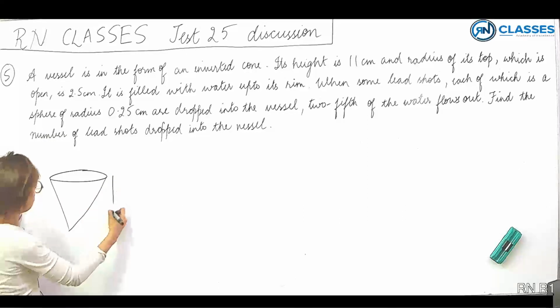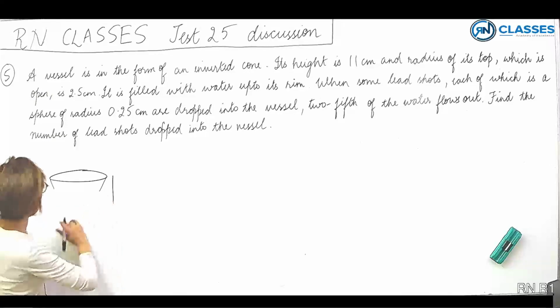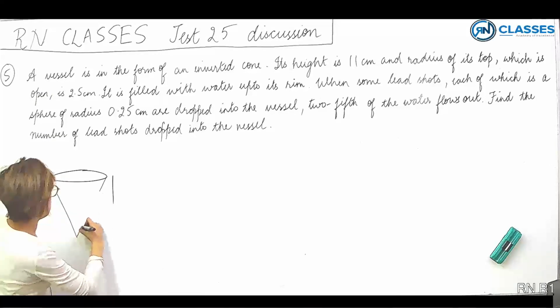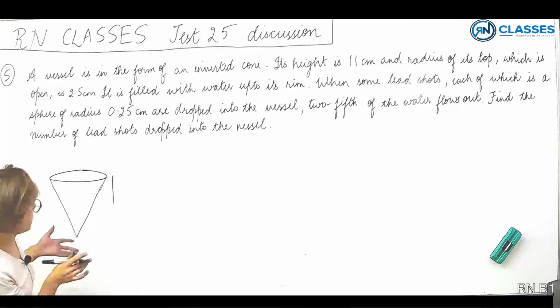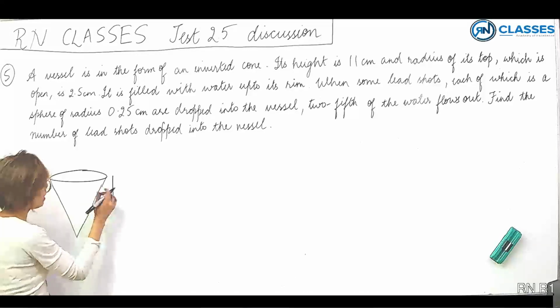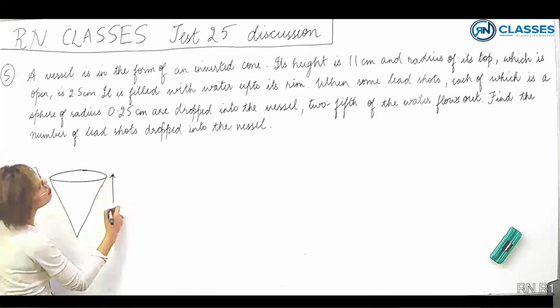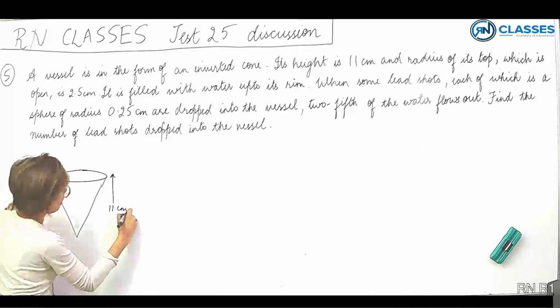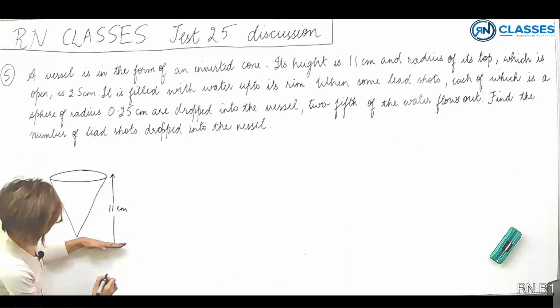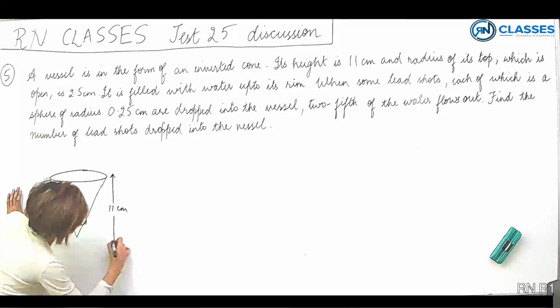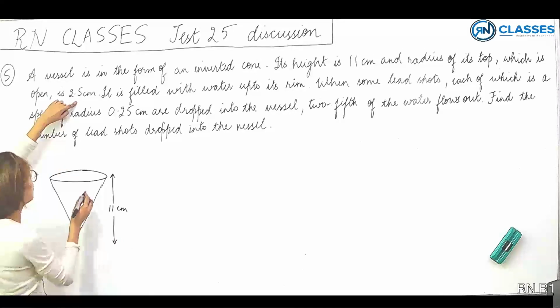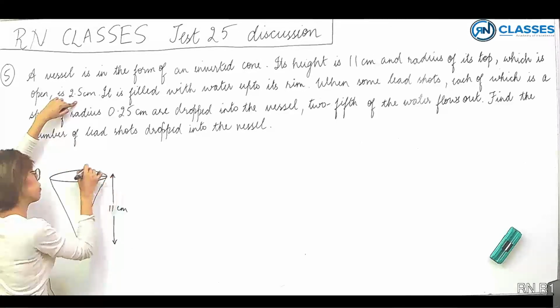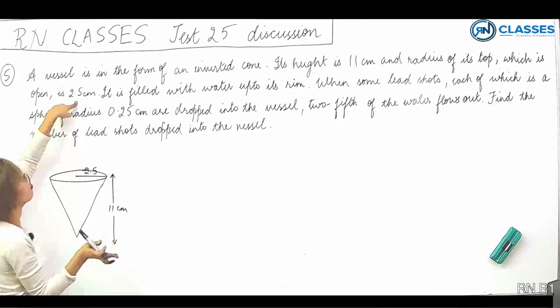Height is 11. Now this inverted cone doesn't look right from any angle. Now wait. Somewhat better, I guess. Now the height is 11 centimeter, and the radius is 2.5, so this is 2.5. Okay, I'm not writing centimeter.